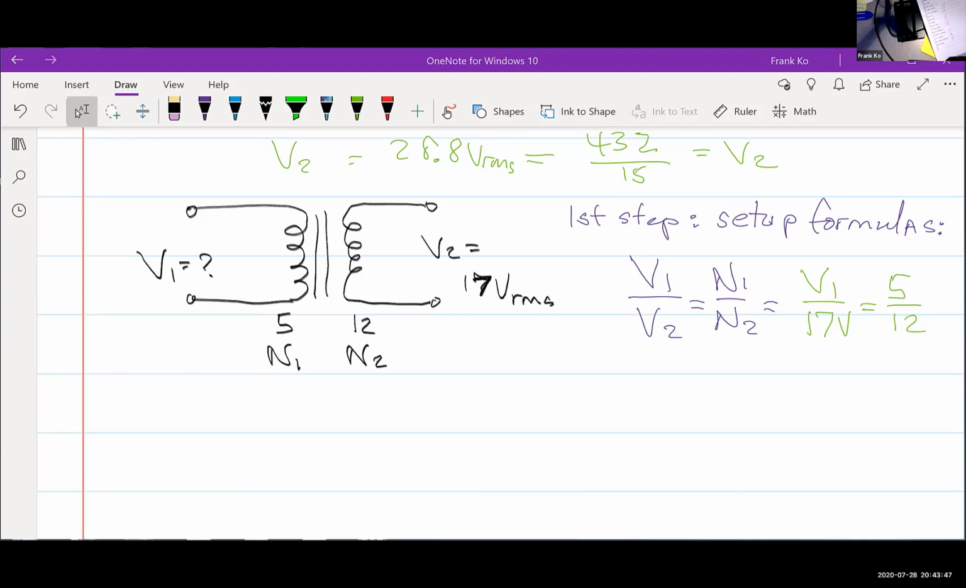What would be my next step that we would do here? Question goes to Ryan. What would be our next step? The next step would be to cross multiply 17 with 5 and 12 with V1. Okay, so second step is cross multiply.